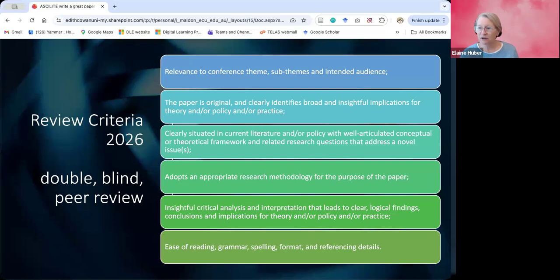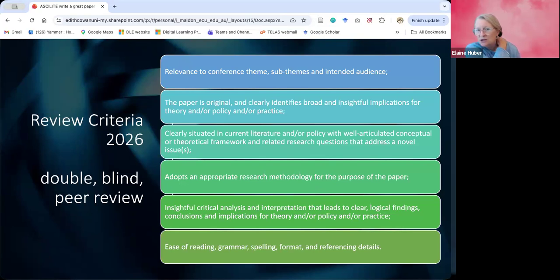Okay, so these are the review criteria for this year's conference. They are similar to what I've already kind of showed you. So very important to make it relevant to the theme, the sub-theme, the intended audience. I've mentioned that. It needs to be original. So we don't want you to submit something that's already been published somewhere else.